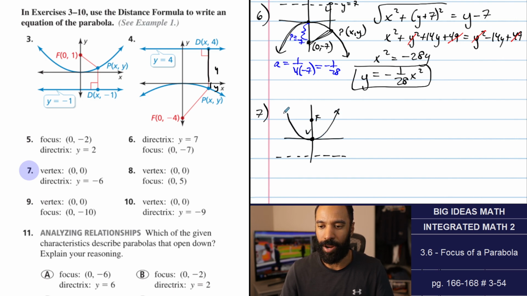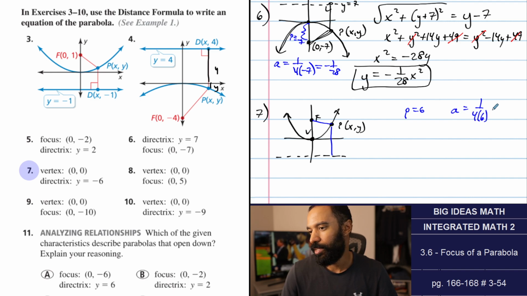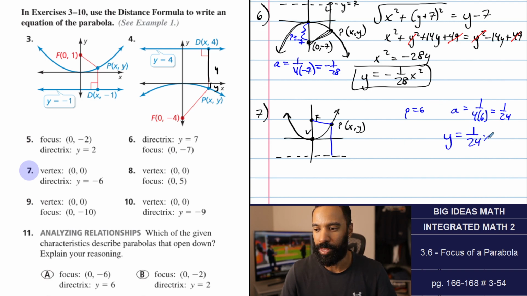We're going to pick a point on the graph, some x, y. Now, this is not drawn to scale, but what we're saying is this distance is the same as that distance right there. Clearly not the same. However, what we do know is that if this is 6 down, then this is 6 up. Your p is 6, so your a, 1 over 4p, is 1 over 24. It is a y equals x squared equation, and it's a positive one. So we're going to have y equals 1/24 x squared.